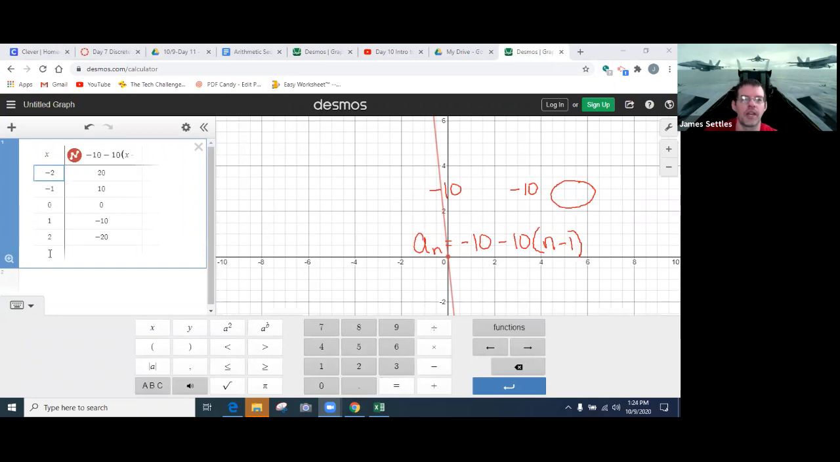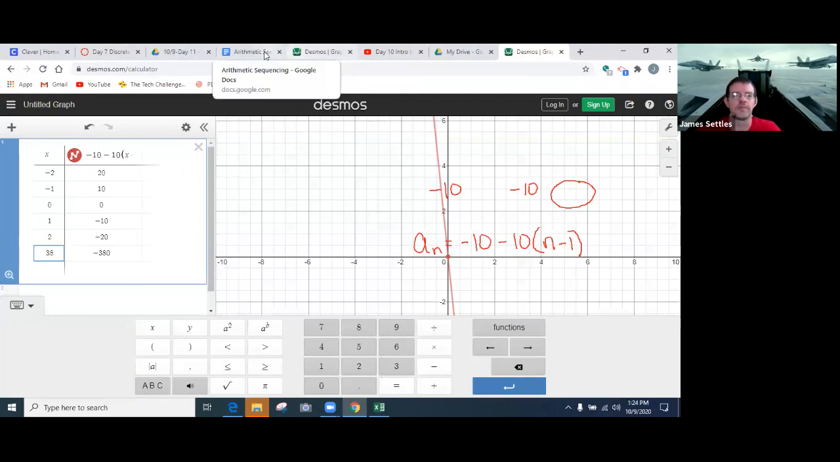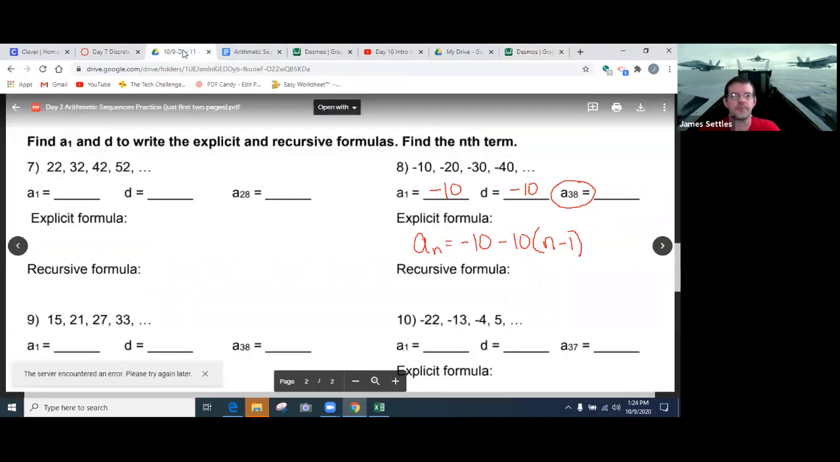So you got to go down to the bottom of the table. I don't think you can change those. I've never really tried, but I don't think you can. And then we type 38, and we get negative 380. That would be a negative 380.